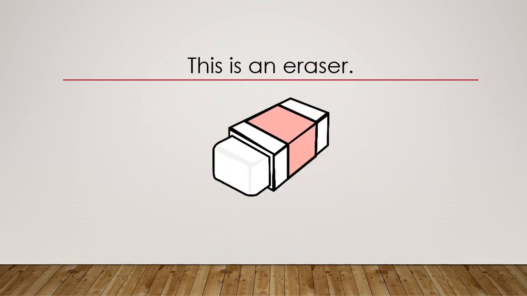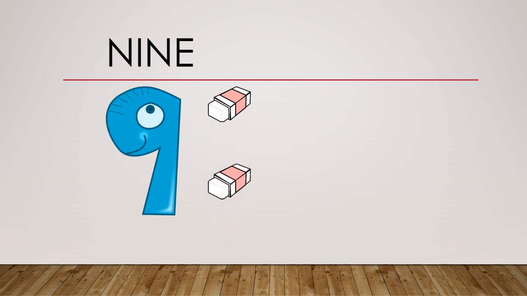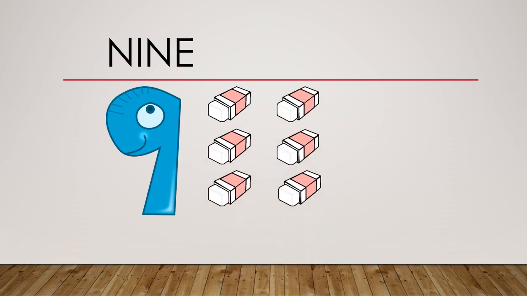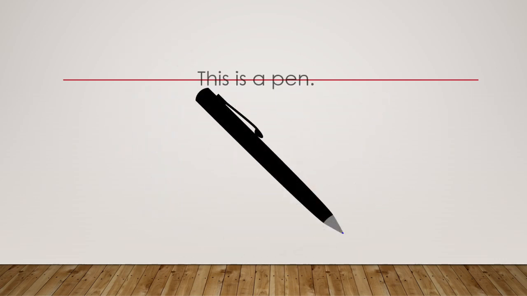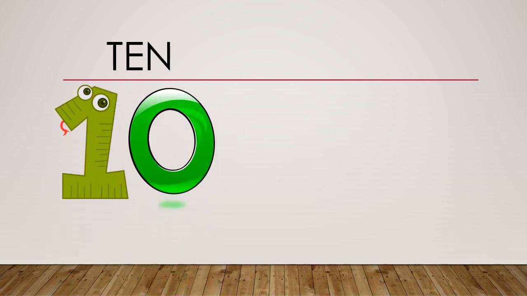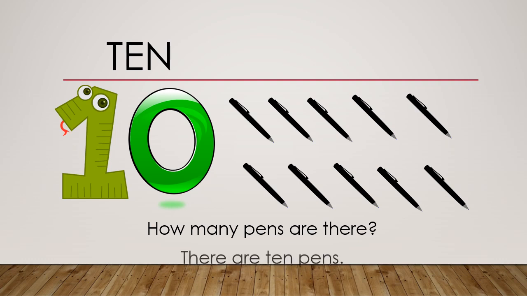This is an eraser. 9. 1, 2, 3, 4, 5, 6, 7, 8, 9. How many erasers are there? There are 9 erasers. This is a pen. 10. 1, 2, 3, 4, 5, 6, 7, 8, 9, 10. How many pens are there? There are 10 pens.